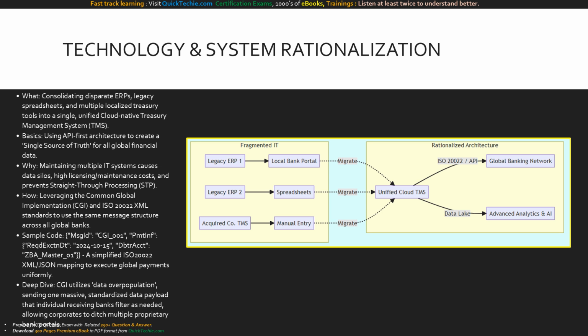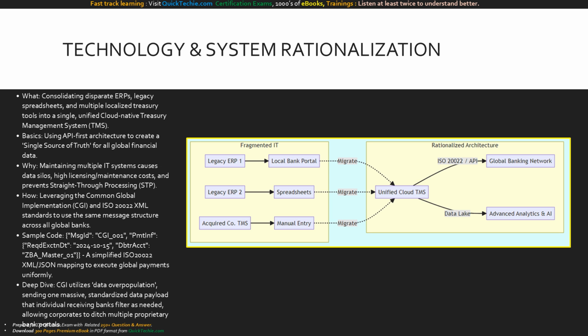This diagram maps the technological migration. Look at the fragmented IT box on the left. We have legacy ERPs and acquired company systems dumping data into isolated local bank portals, fragile spreadsheets, and requiring heavy manual entry. It is an operational nightmare.